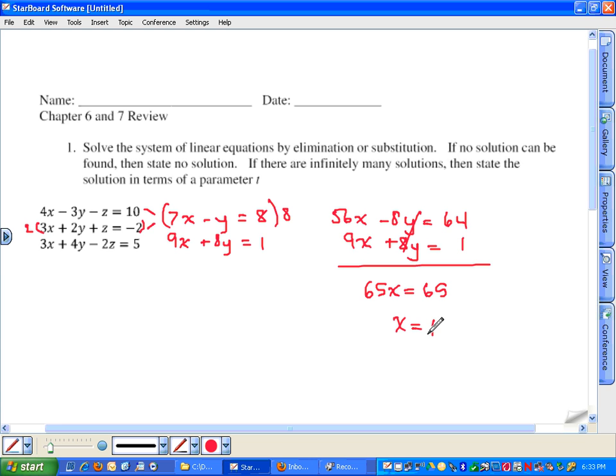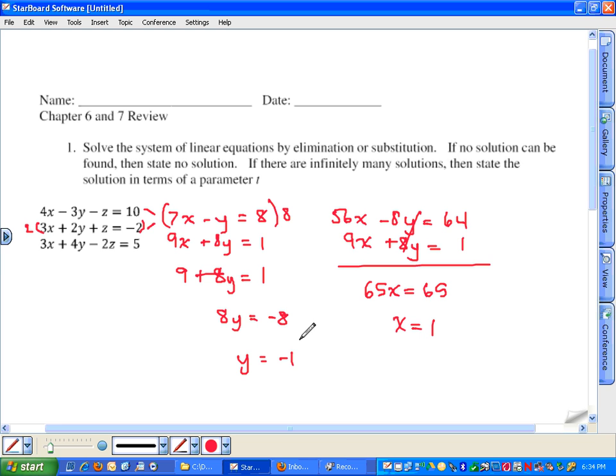Now if we go back up a step, taking this value of x and using this equation here, or either one of these would work, but I'm going to use this equation. I know the value of x is 1, so 9 times 1 is 9. 9 plus 8y is equal to 1. If I subtract 9 on both sides, I get 8y is equal to negative 8. So y is equal to negative 1.